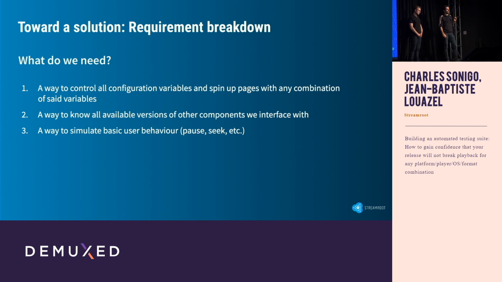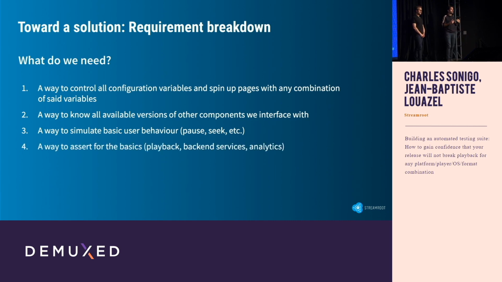Third, we're going to need a way to simulate basic user behavior. Why? Because it's nice if autoplay is working, but if it crashes when you seek, you still kind of broke playback. So we're definitely going to need a basic user behavior simulation to make sure that everything is working fine.